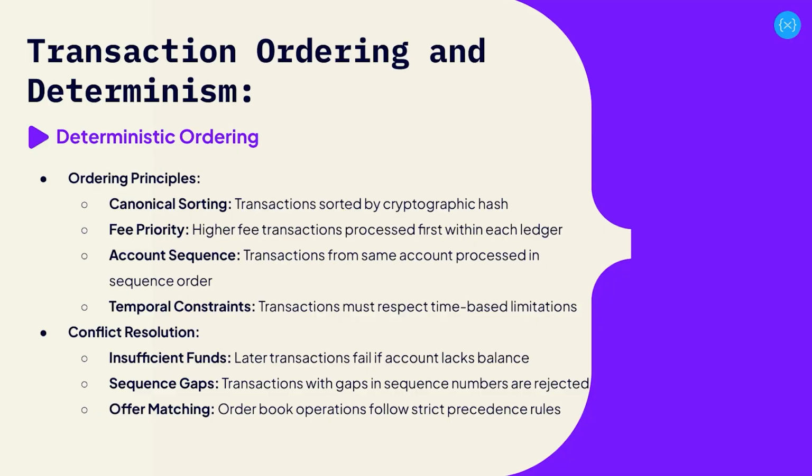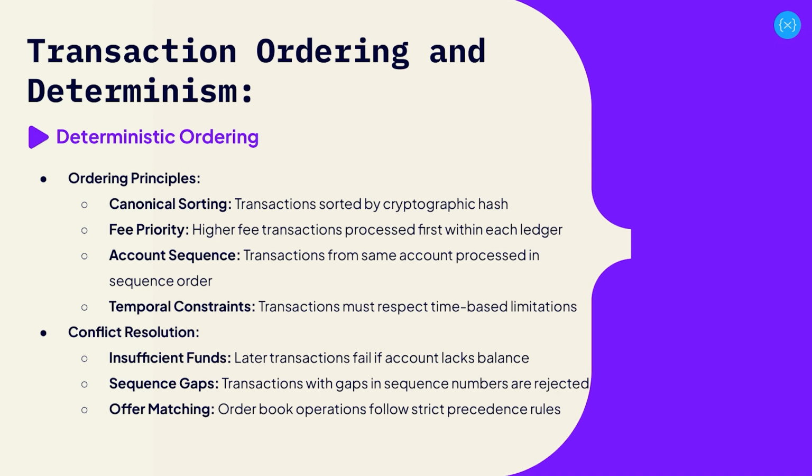Next, we'll talk about transaction ordering and determinism. Why deterministic ordering matters: all nodes must process transactions identically in order to reach the same final state. Some of the ordering principles: canonical sorting, so transactions are sorted by cryptographic hash; fee priority, where higher fee transactions are processed first within the ledger; account sequence, where transactions from the same account are processed in sequence order; and transactions must respect time-based limitations. For conflict resolution, later transactions fail if the account lacks balance.